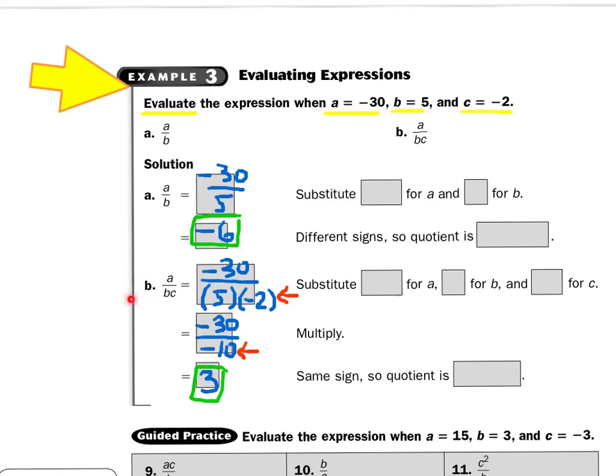Take a look at letter B. I have A divided by B times C. So I put negative 30 on top over 5 times negative 2. Well, remember, we want to simplify the denominator first. 5 times negative 2 gives me negative 10. So negative 30 divided by negative 10, the signs are the same, so I get positive 3.